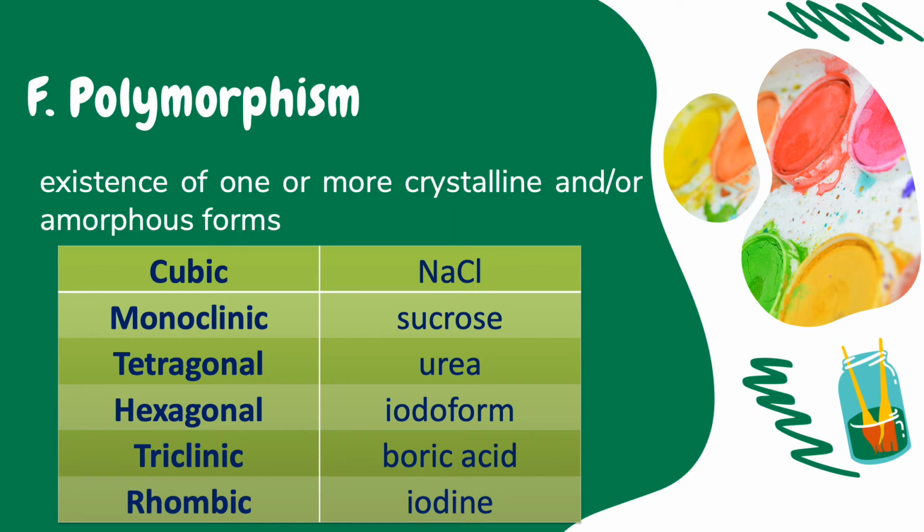Polymorphism is the existence of one or more crystalline and/or amorphous forms of the chemicals or the drug. Example, for cubic form, we have sodium chloride. Monoclinic form, we have sucrose. Tetragonal, we have urea. Hexagonal, we have iodoform. Triclinic, we have boric acid. And rhombic, we have iodine.